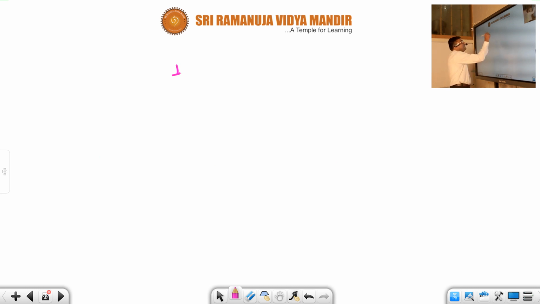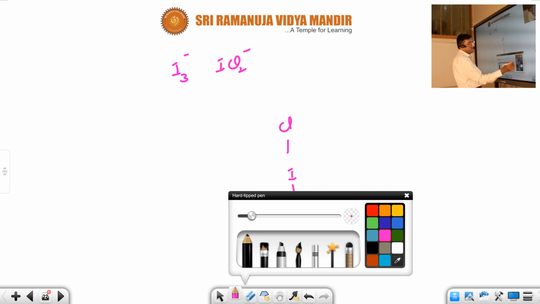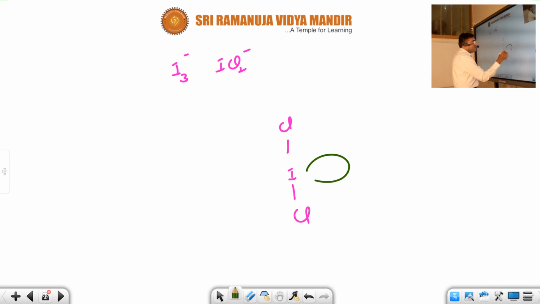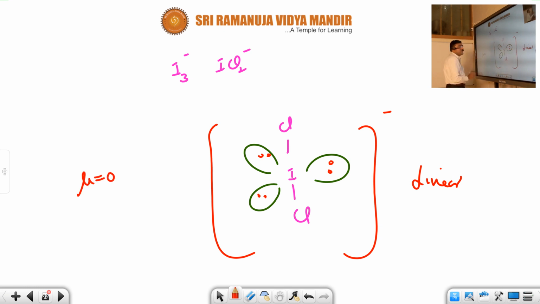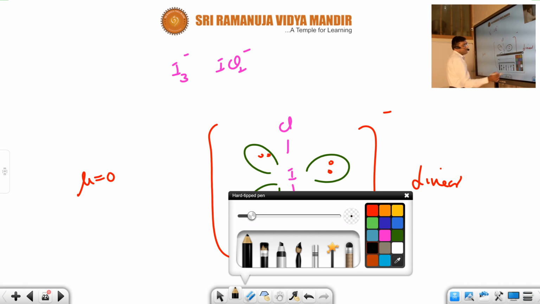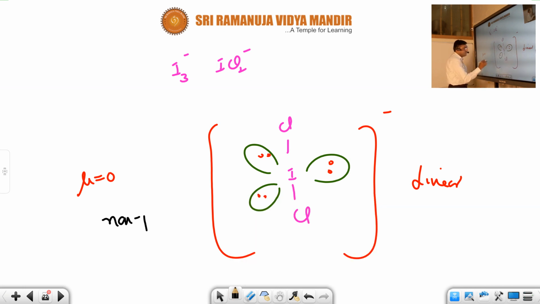Next case is I3 minus, ICl2 minus, etc. If you take I3 minus or ICl2 minus, how many lone pairs does it have, students? It has 3 lone pairs. So it has a linear geometry. When it has a linear geometry, the dipole moment is equal to 0, and the zero dipole moment leads to non-polar nature.